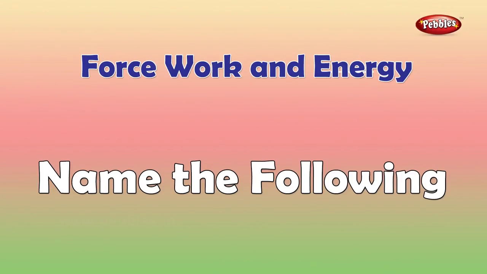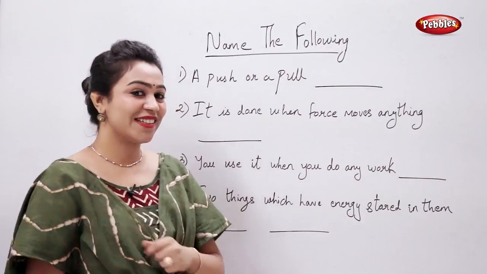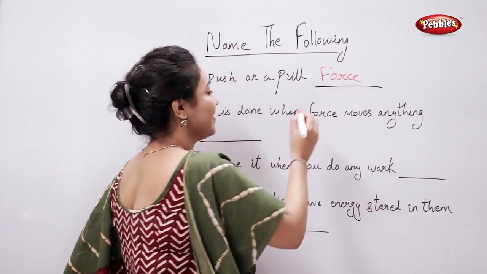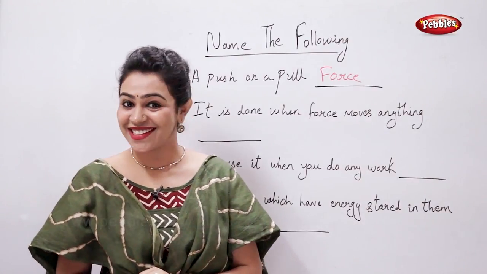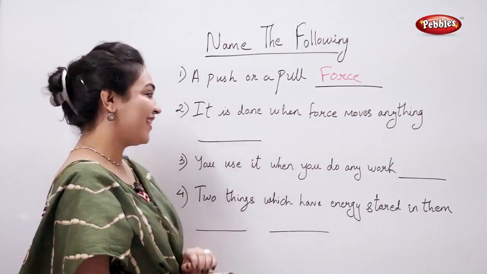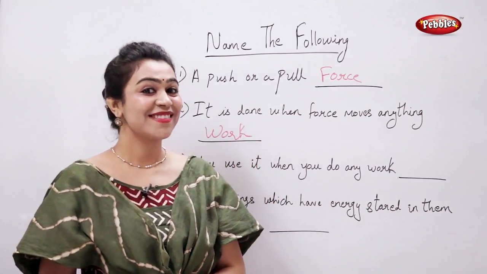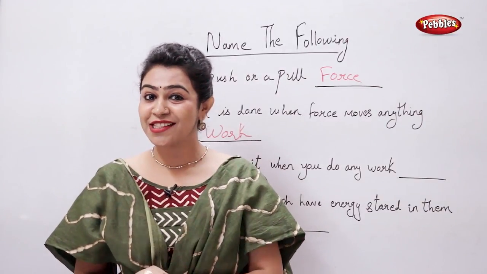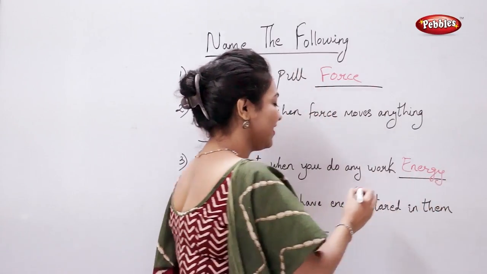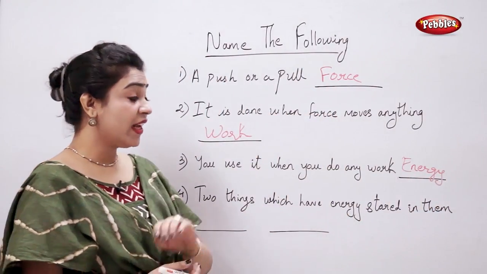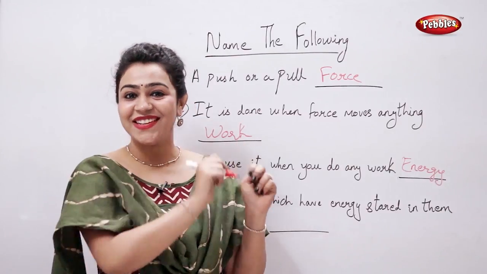Name the following. A push or a pull is called, tell me, force. It is done when force moves anything. What is done? Tell me. Yes, work is done. You use it when you do any work. Come on students, tell me, what do you use? Energy. Perfect. Two things which have energy stored in them. Name them. Petrol and batteries.